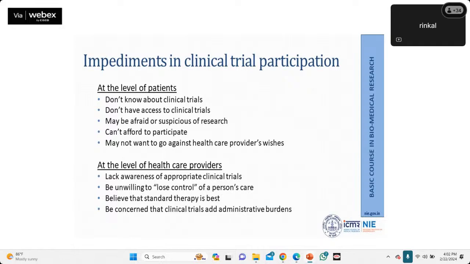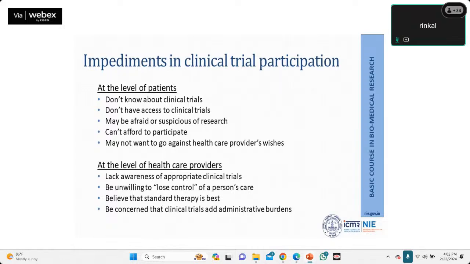Some impediments in the participation from both sides, from the patient side as well as from the healthcare provider side. One is that people are not aware of such trials. They may not have access. They may be aware, but not have access, and they may be afraid of or suspicious of the research, wondering what is happening, how it will happen, and what will happen if something goes wrong. So they may be afraid.